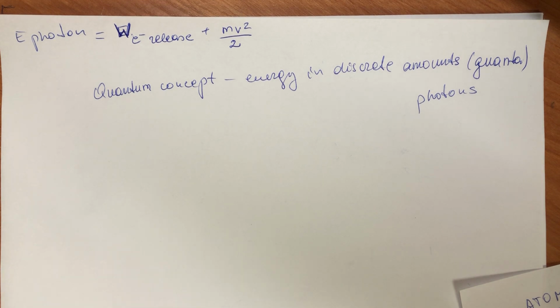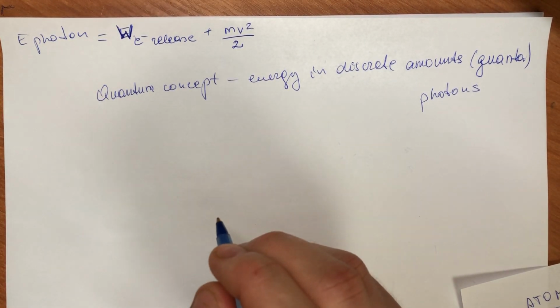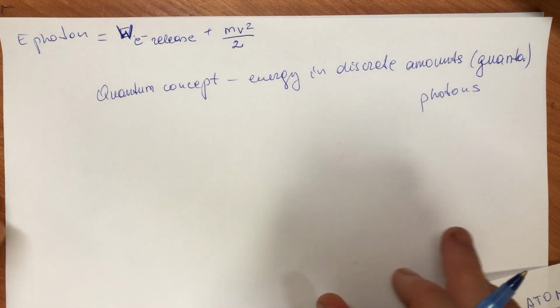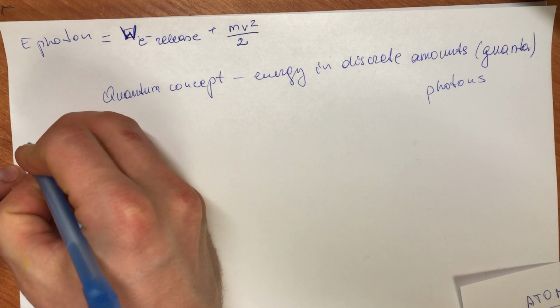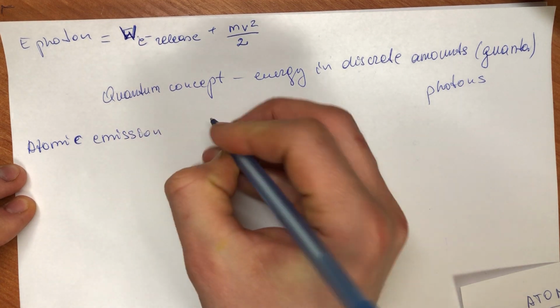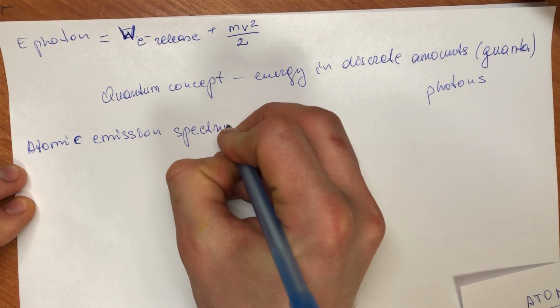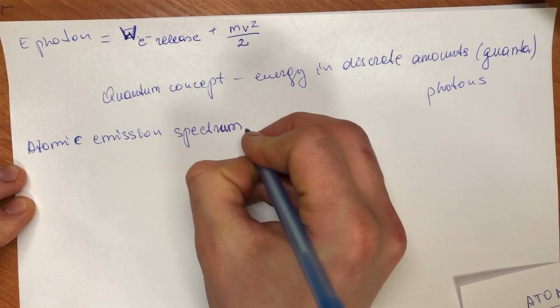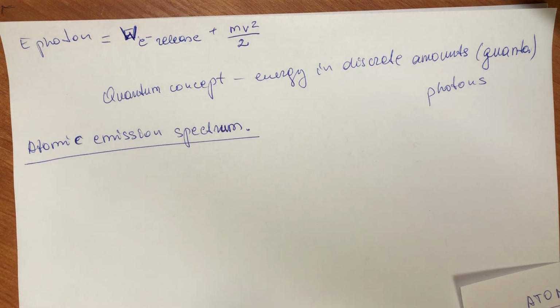And now, the next step in explaining the structure of the atom was that scientists were trying to explain the atomic emission spectrum, or spectra in plural form, or spectrum if it's singular. Atomic emission spectrum, let's say.